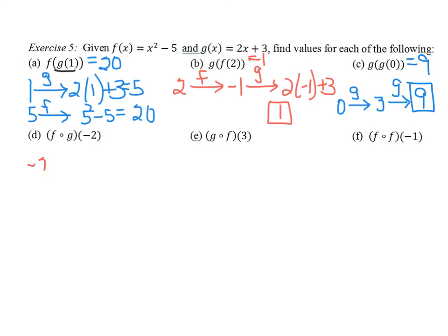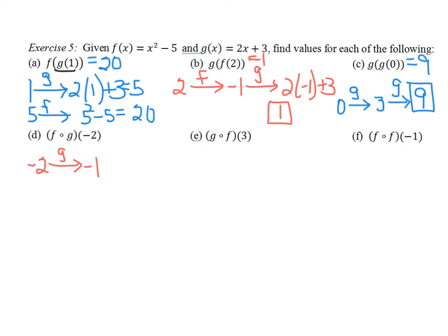We're going to start with the input negative 2. But this time we go from right to left, and we say that g would be the function that we substitute into first of all. So when I substitute negative 2 in for g, 2 times negative 2 is negative 4. Negative 4 plus 3 is negative 1.